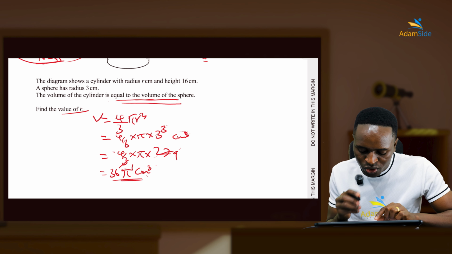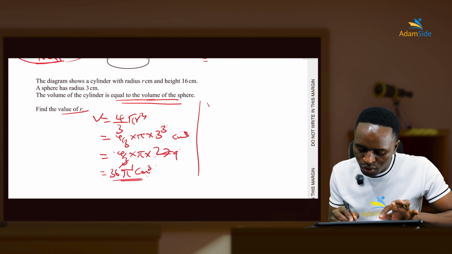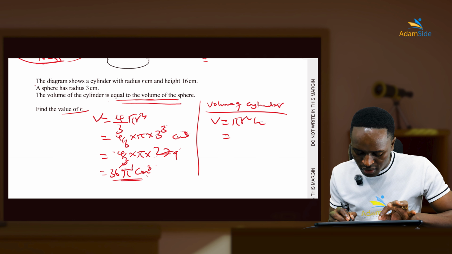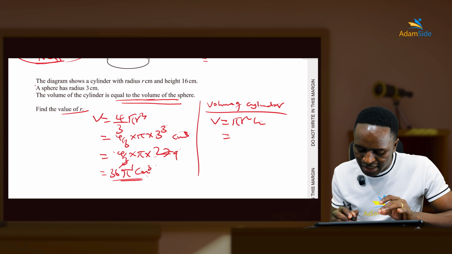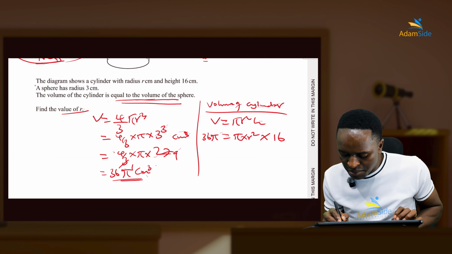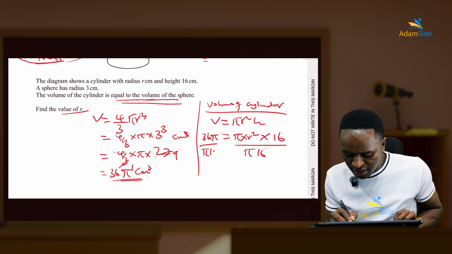Now, this is what we are going to use. The volume of a cylinder, we know it's pi r squared height. The volume of the sphere is equal to the volume of the cylinder. Equate: 36 pi is equal to pi times radius squared times the height, which we're given, 16. So divide by pi and 16 on both sides.